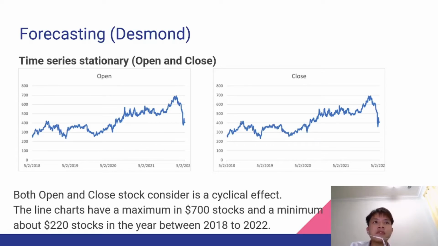So for our first objective, we need to prepare the time series stationary for open and close stock for Netflix. So both open and close stock consider the cyclical effect. In our dataset, the line chart has a maximum of about $700 and a minimum of about $220 in the years between 2018 and 2022. In 2020, the Netflix price grew rapidly as people were stuck at home in quarantine due to the COVID-19 pandemic. Therefore, the price spiked in that particular period.